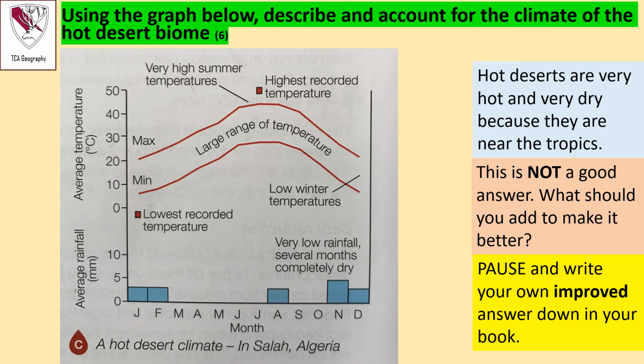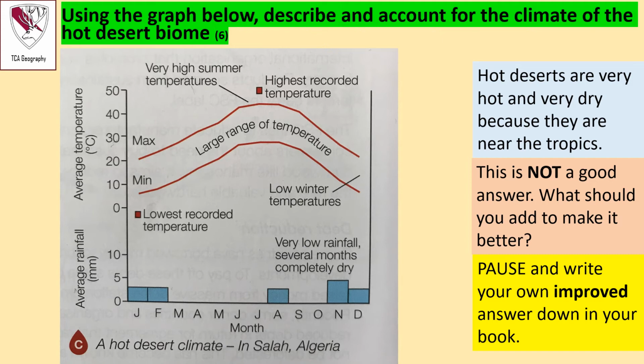So you need to pause and you need to answer this question. Using the graph below, describe and account for the climate of a hot desert biome. Account for means to give reasons. Give reasons why the climate is like it is in the hot desert. This is a 6-mark question, and here is a very poor answer.